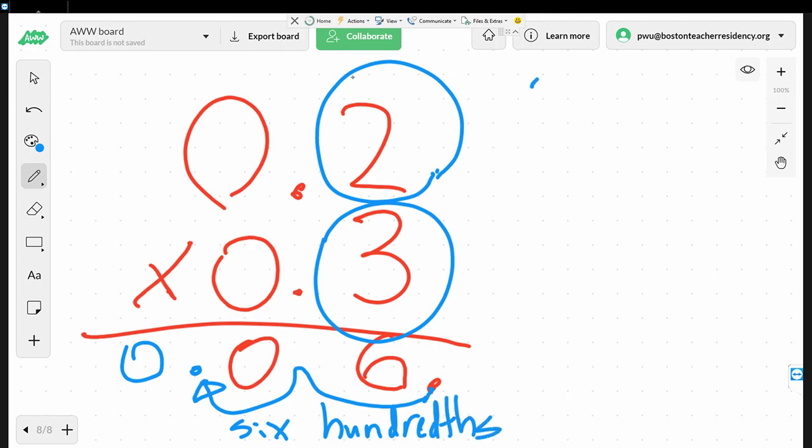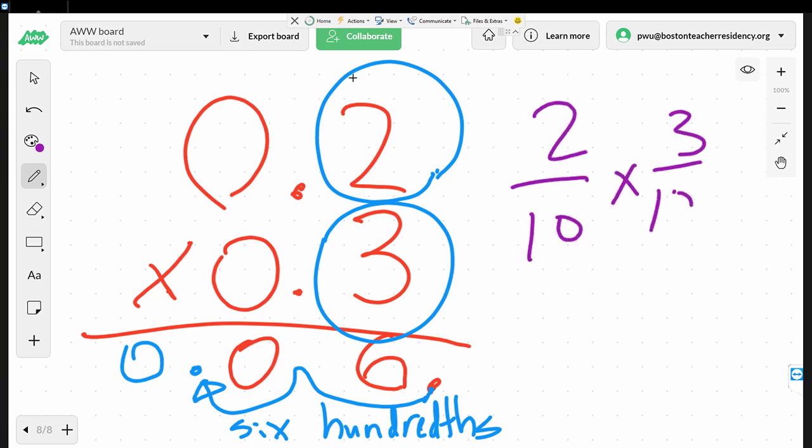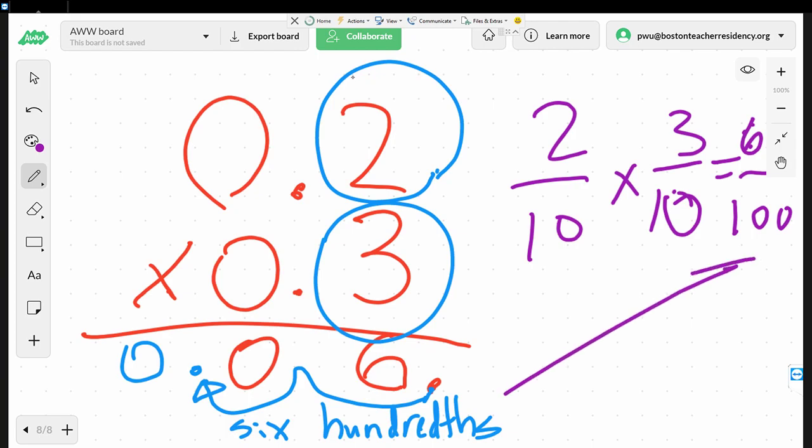Well, turning these into fractions, we have 2 tenths. Let me use a different color so this stands out, actually. So we have 2 tenths times 3 tenths. Doing our fraction multiplication out, our numerator is 2 times 3, which is 6. And we have 10 times 10 on our denominator, which is 100. Well, how would you read this fraction? 6 hundredths. They match up. Our answer has to be right. If it works both ways, you know that your answer's right.